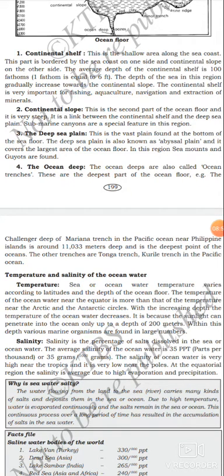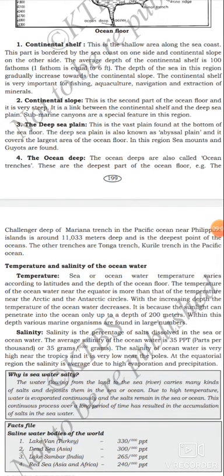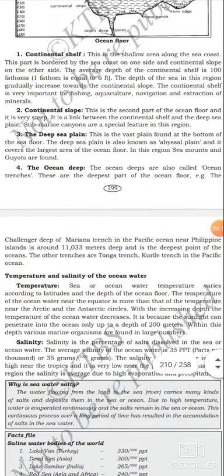This is the second part of the ocean floor and is very steep. It is a link between the continental shelf and the deep sea plains. Submarine canyons are a special feature of this region. Listen, dear students, the continental slope is the second part of the ocean floor. Which is the second part of the ocean floor? The continental slope. Got it, dear students? The continental slope lies between continental shelf and deep sea plain. Okay, clear? Let us see now.